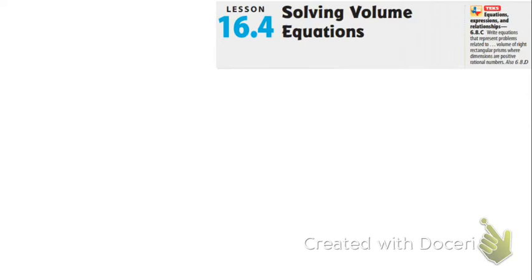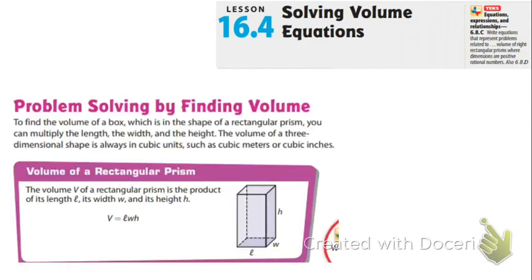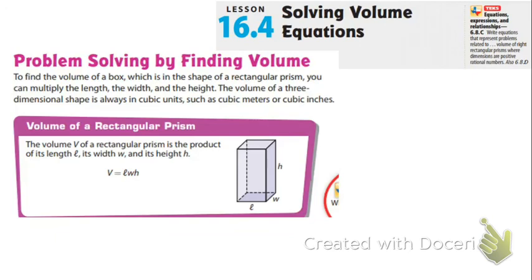All right, so let's see. Problem solving by finding volume. To find the volume of a box, which is in the shape of a rectangular prism, you can multiply the length times the width times the height. The volume of a three-dimensional shape is always in cubic units, such as cubic meters or cubic inches.